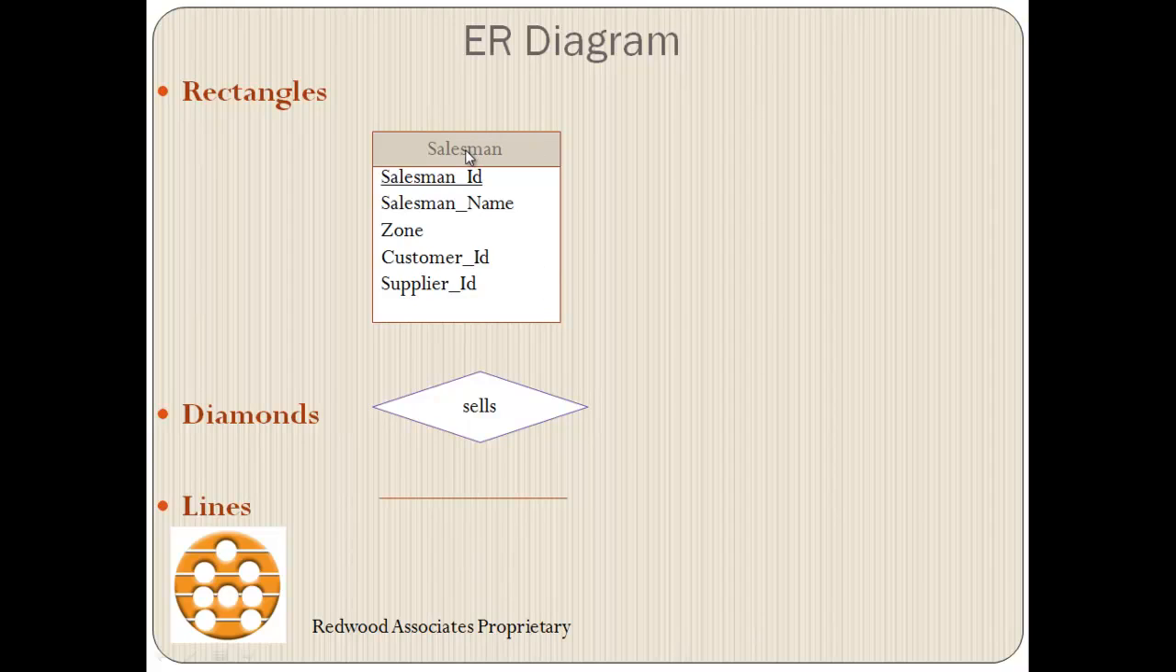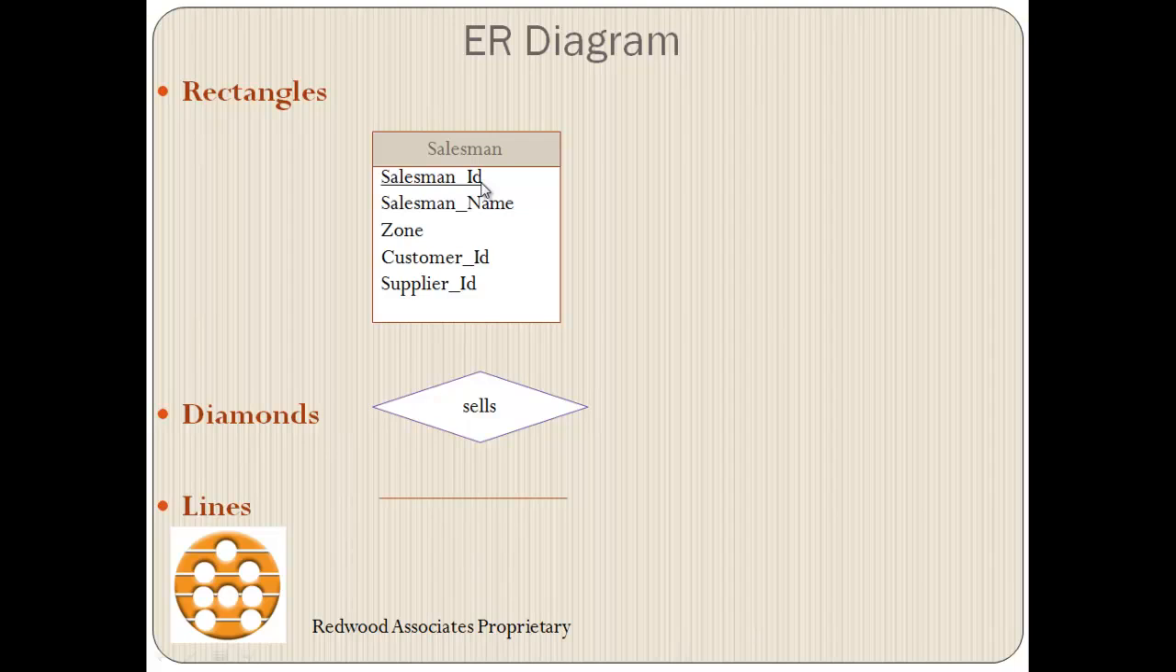The first part contains the name of the entity set and the second part contains all the attributes of the entity set. Now here we have taken an example of the entity set salesman. His attributes are salesman ID, salesman name, the zone, customer ID, supplier ID, so on and so forth. Attribute that forms part of the primary key has to be underlined. In this case, we have salesman ID which uniquely identifies a particular row in this table. So this becomes our primary key.